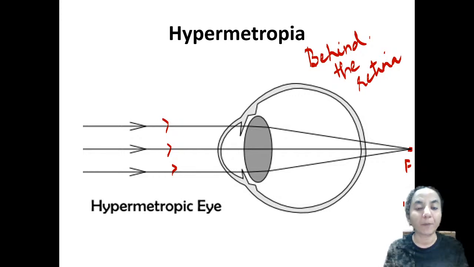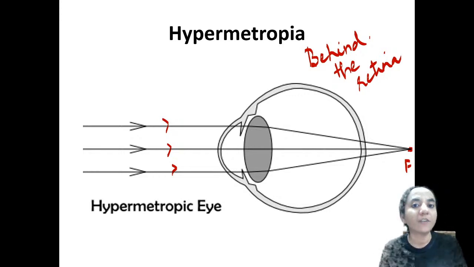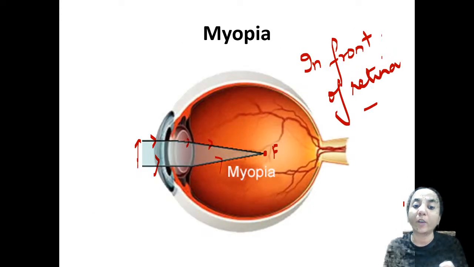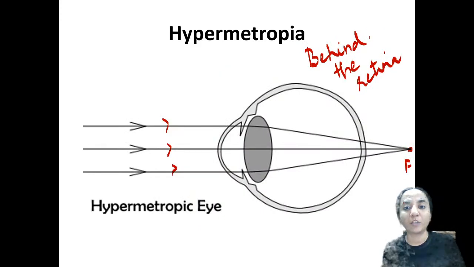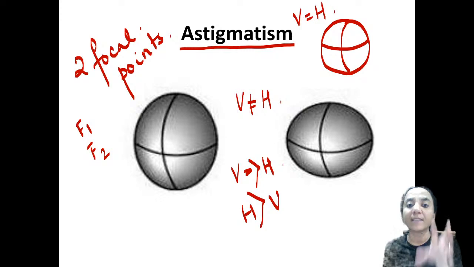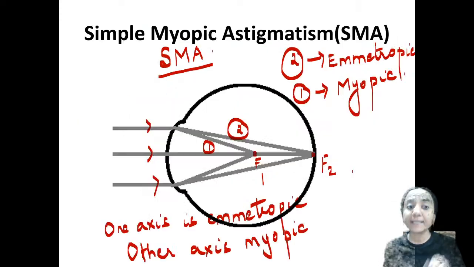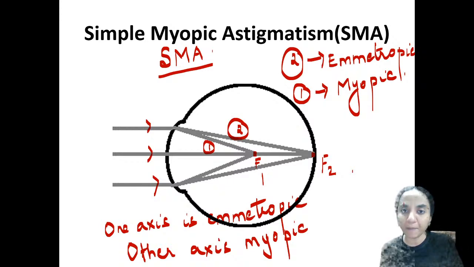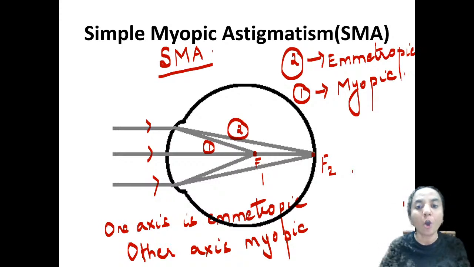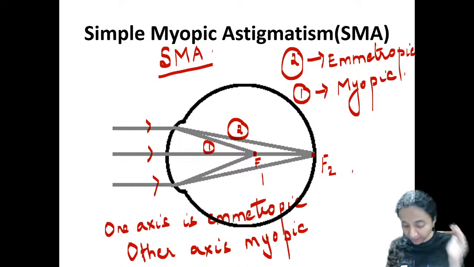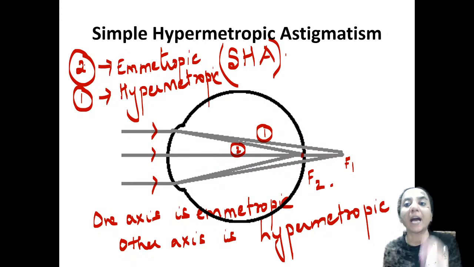Myopia and hypermetropia are called spherical refractive errors, where there is a single focal point, but in myopia that focal point is in front of the retina, and in hypermetropia it is behind the retina. The third type is astigmatism, where instead of a single focal point, we have two focal points. This is divided into simple astigmatism and compound astigmatism. Simple means one of the two axes is emmetropic and the other axis will either be myopic or hypermetropic. So you have simple myopic astigmatism and simple hypermetropic astigmatism.